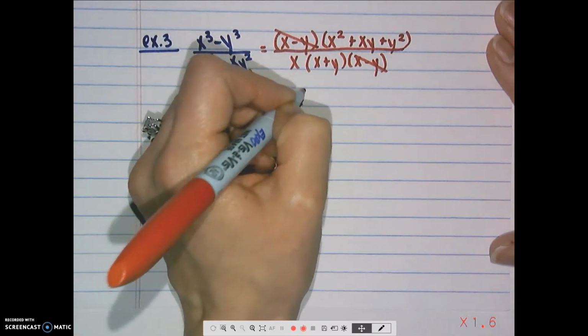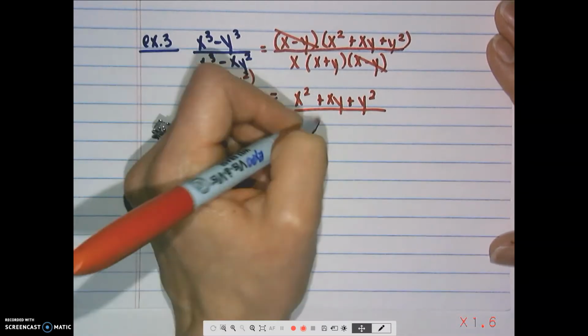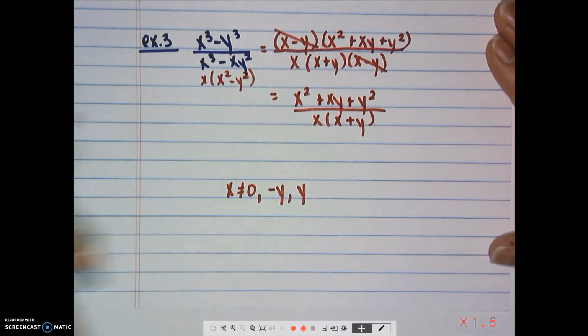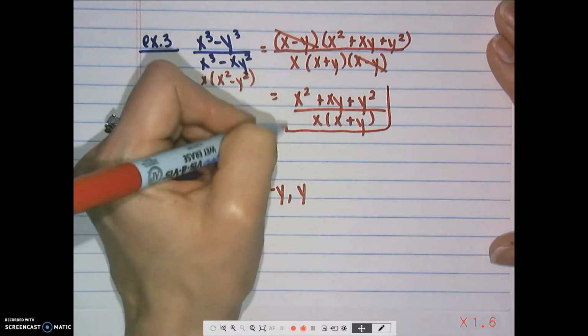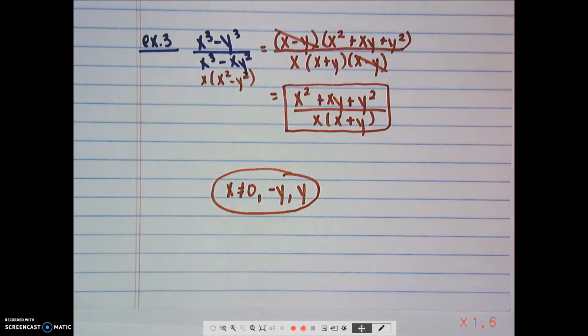So in the numerator, we have x squared plus xy plus y squared. In the denominator, we still have our x and the x plus y. This is our simplified answer. And here are the restrictions. And that's it.